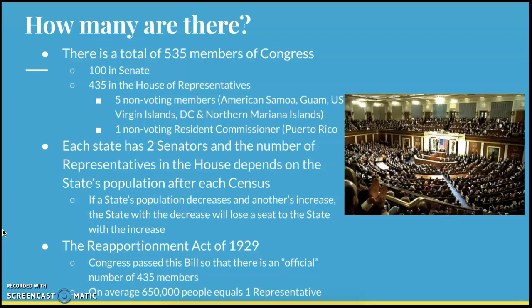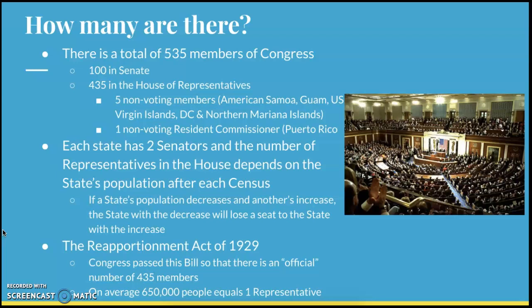Now, in the House of Representatives, however, there are 5 non-voting members and 1 non-voting resident commissioner. The non-voting members of the 5 include American Samoa, Guam, the U.S. Virgin Islands, Washington, D.C., and the Northern Mariana Islands, and the non-voting resident commissioner is from Puerto Rico.